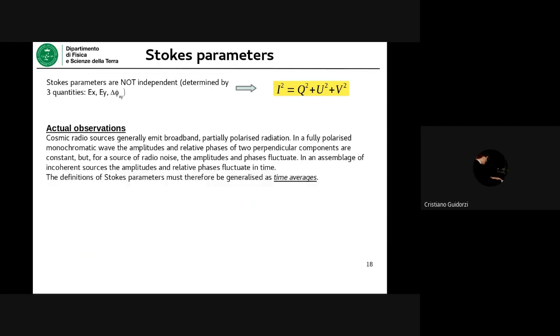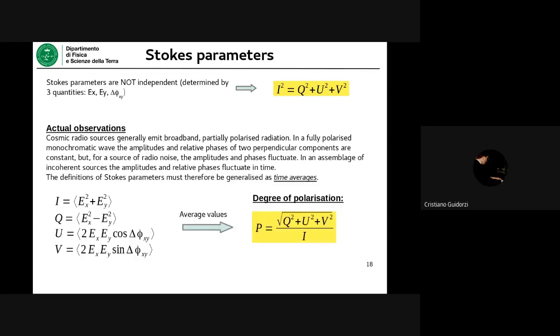So as a matter of fact, what you measure is time averages of the Stokes parameters. So this is indeed what you measure. With this symbol, of course, is an average, but in this case, it is meant to be a time average, okay? So given that you measure the time average of the Stokes parameter of the superposition of different waves, the relation that you see above doesn't necessarily hold true anymore.